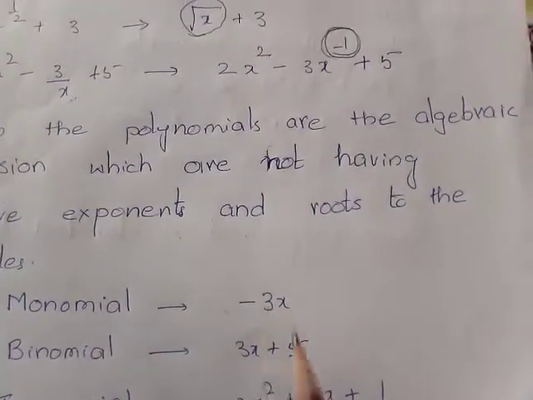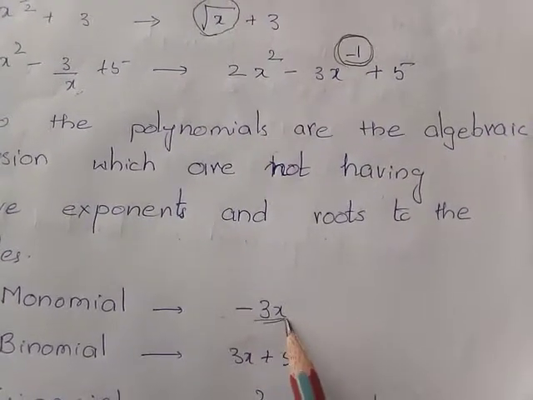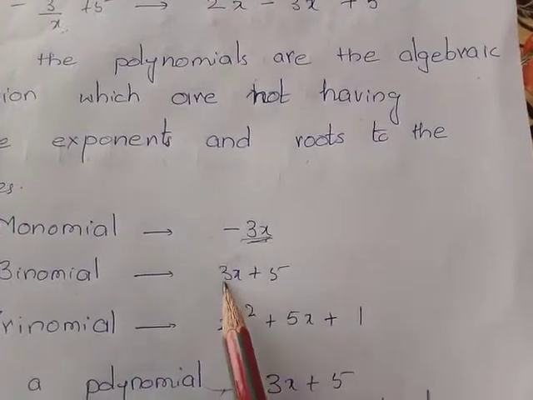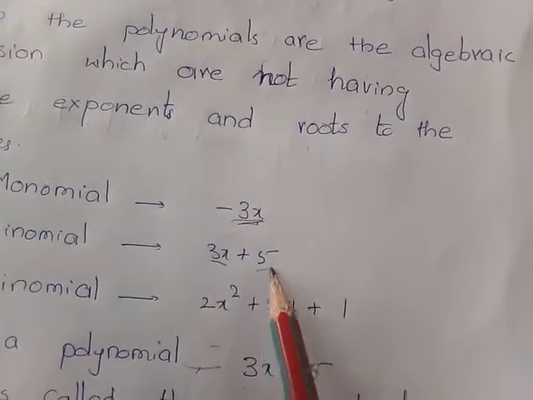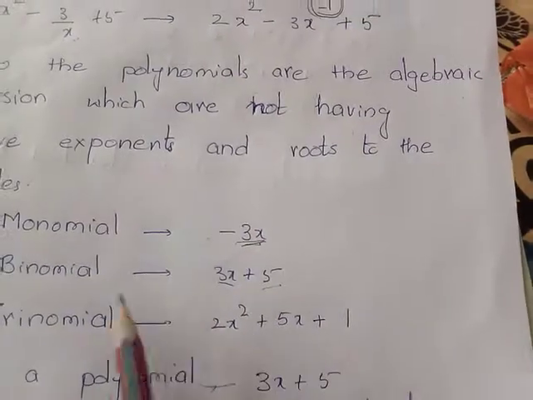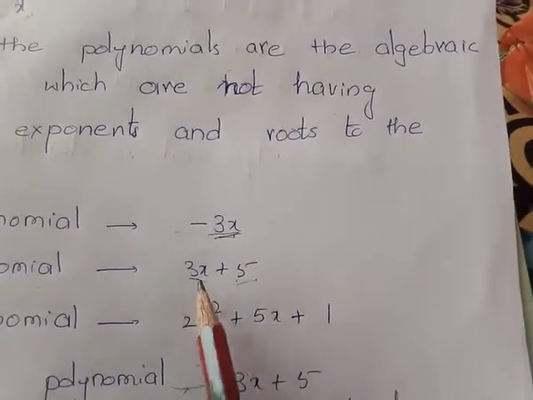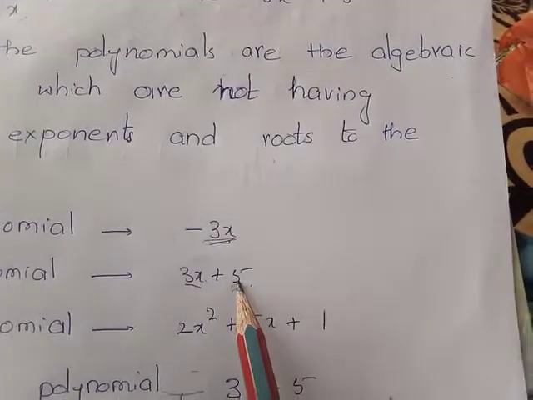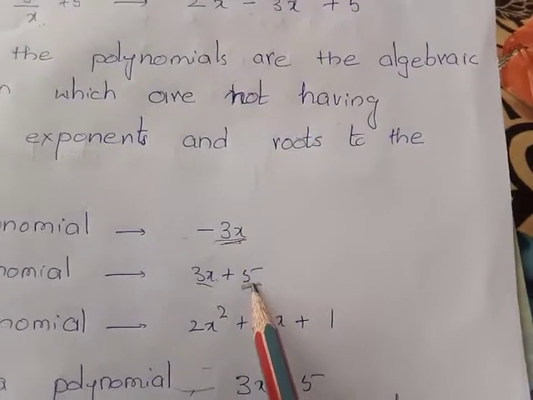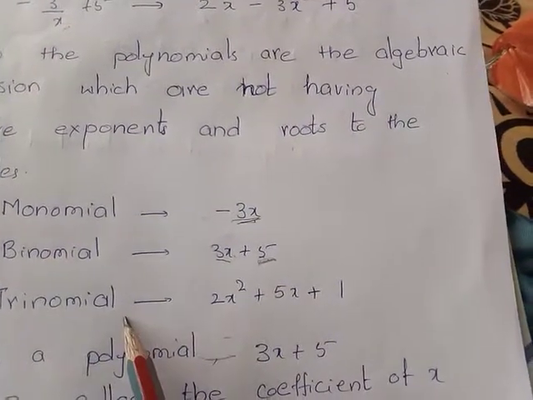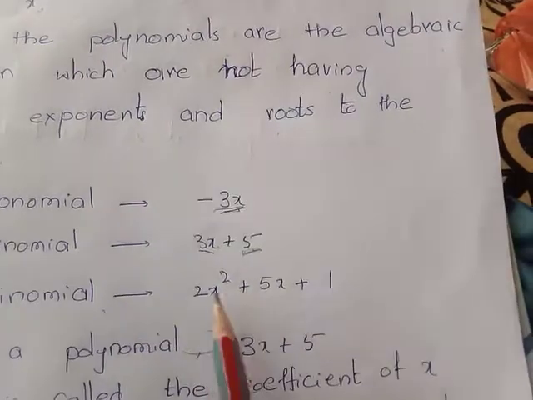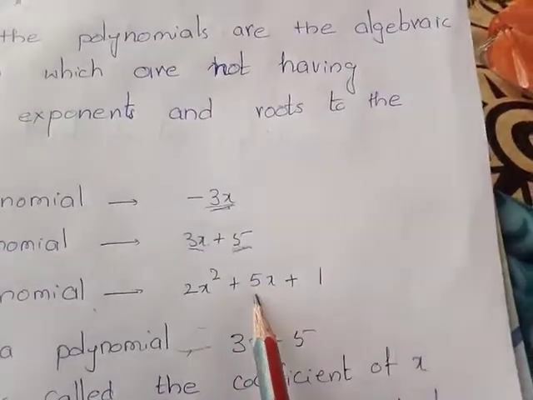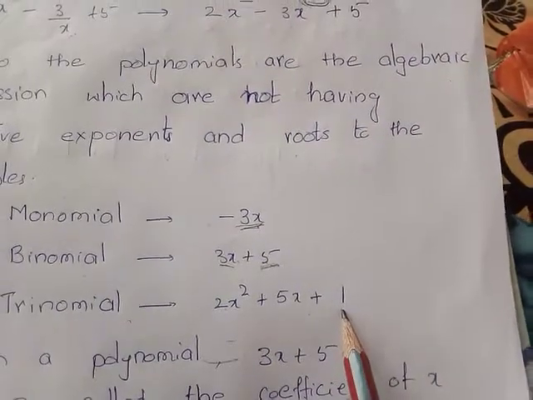Next, monomial. If the polynomial has only one term, that is called a monomial. Next, binomial. If the polynomial contains two terms, this is the first term and this is the second term, this is called a binomial. In a polynomial, this is called the variable, this is the coefficient, and this is called a constant term. You cannot change this one, so it is a constant term. Next, trinomial. A polynomial having three terms. That is 2x square plus 5x plus 1. This is the first term, second term, third term. So it is called a trinomial.